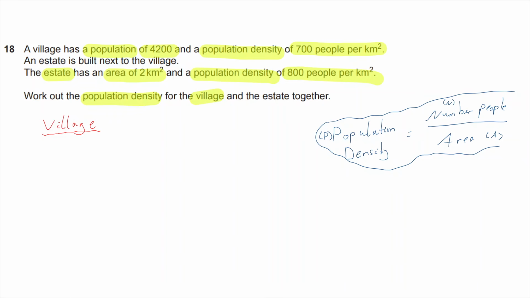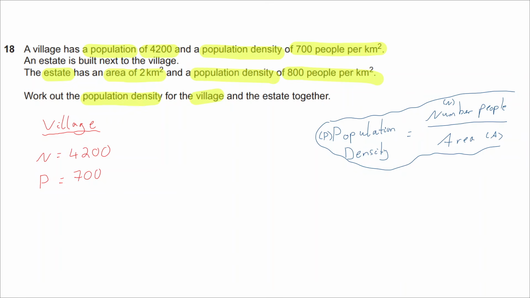Sorry, no. I've called the number of people N. So N is equal to 4,200, and you know that the population density, which I've called P, is equal to 700. There we go. So I've called population density P, the number of people N, and area. Hopefully that's clear enough.